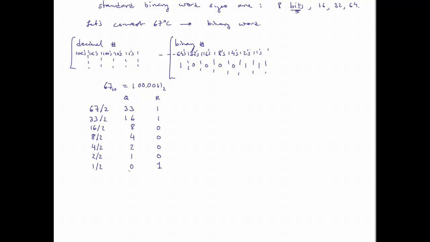And now we stop. So we stop when the quotient is 0, or after the quotient is 0. Okay, and now we read this out. And we read it out as 1, 0, 0, 0, 0, 1, 1.